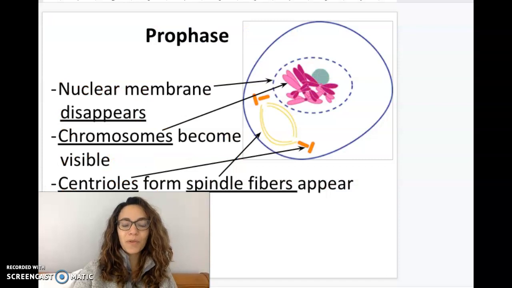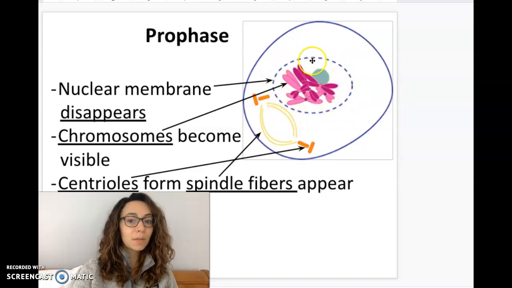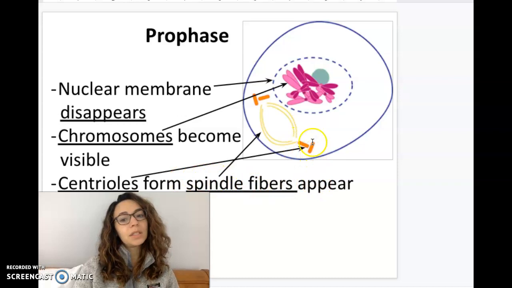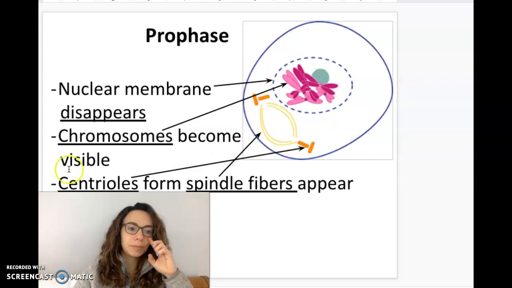So let's start with prophase. So prophase, we've got our chromosomes here. The nuclear membrane is starting to disappear. The chromosomes are becoming visible if we were looking in a microscope. And the centrioles are forming spindle fibers. So these little T-shaped things here are the centrioles. These guys are the spindle fibers, and that's what's going to help to pull the chromosomes apart.